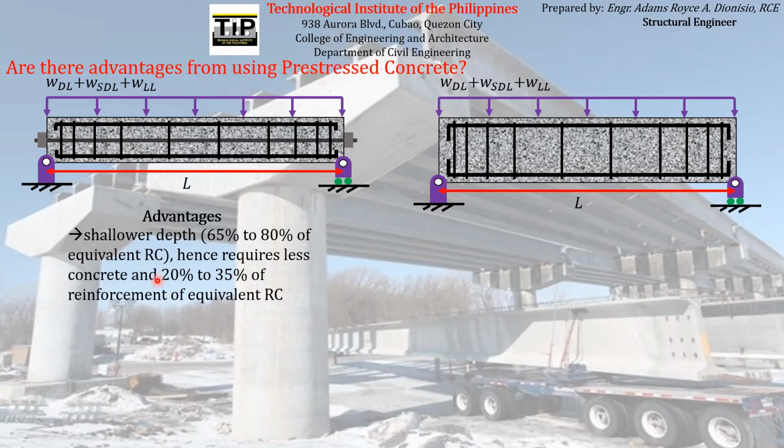Later on, you will see that there is what we call an additive effect in terms of the materials needed for a prestressed concrete compared to a reinforced concrete. But at this point in time, we can say that prestressed concrete requires a shallower depth compared to reinforced concrete and therefore requires less concrete and less reinforcement.